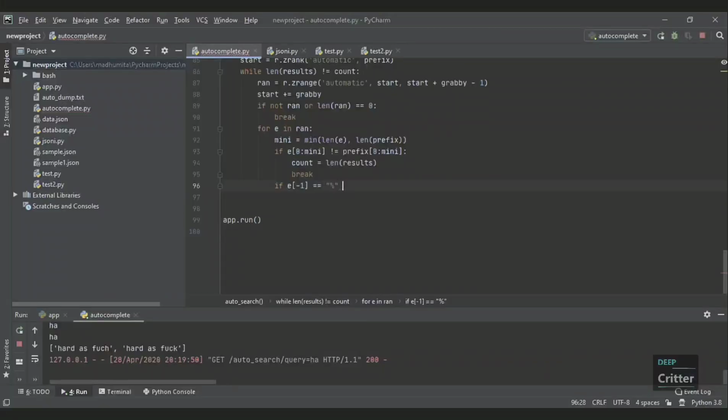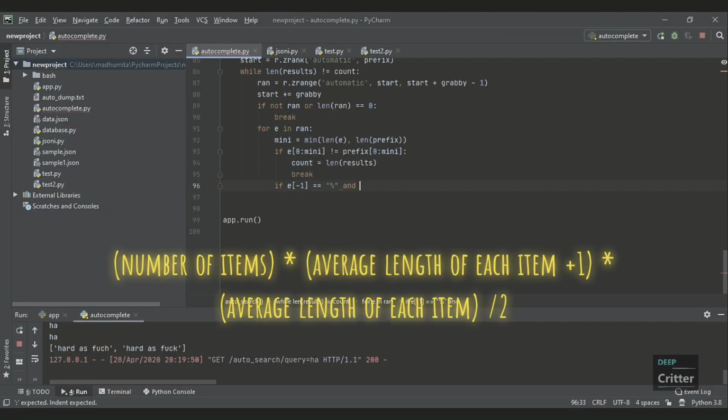This is day 2 and I want to tell you another thing: if there are no repeating prefixes, then the algorithm will create the number of items times the average length of each item plus 1, multiplied by the average length of each item, divided by 2.